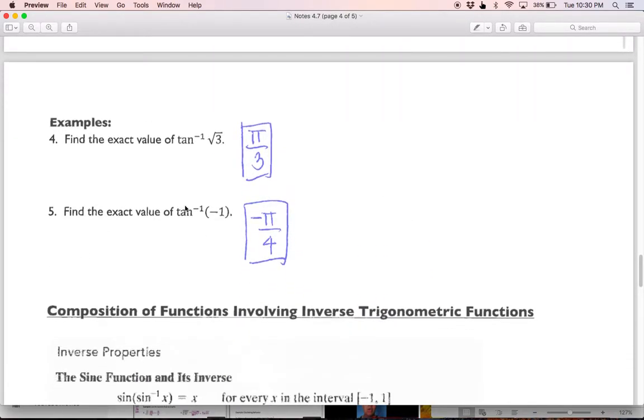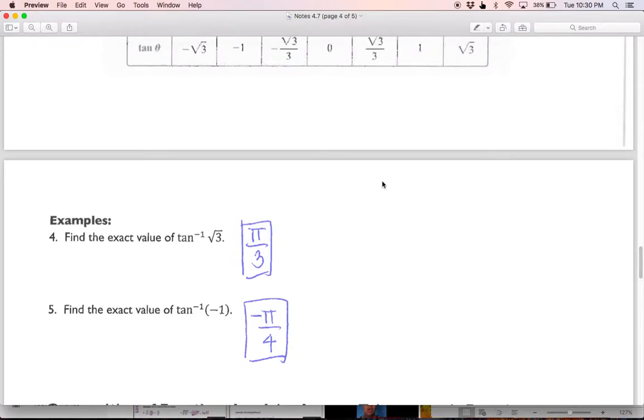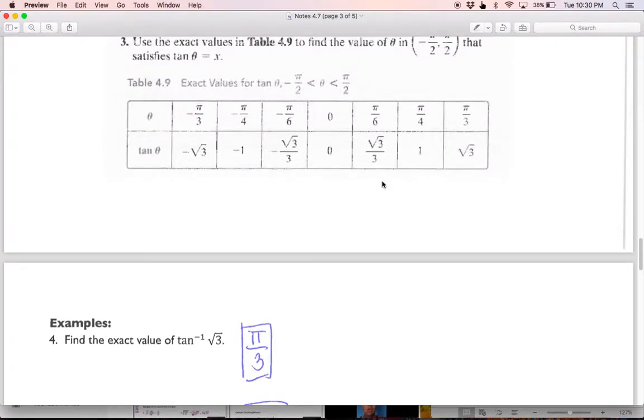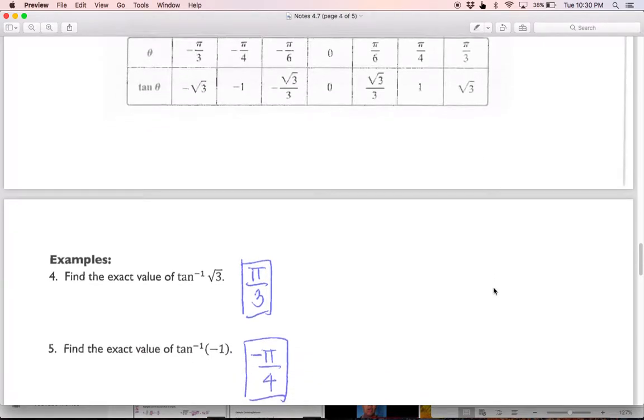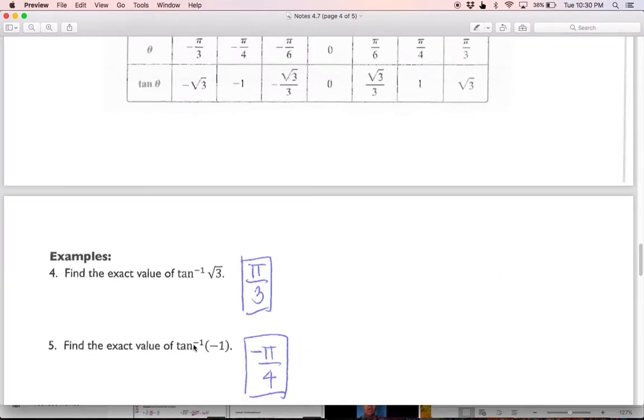So, working the same way, if we want to find the exact value of the tangent inverse of the square root of 3, I don't have that labeled on my unit circle, but you hopefully do because you just did it. I can look at this table right here. Tangent inverse of positive square root of 3, I see that that is this one. So the answer is pi thirds. The second one wants to know, where does the tangent equal negative 1? That happens, negative 1 here, at negative pi fourths.